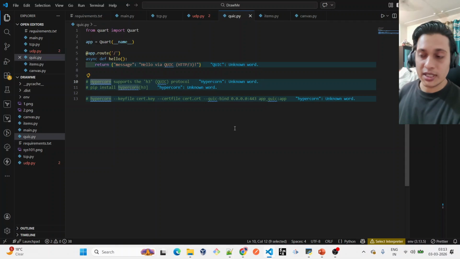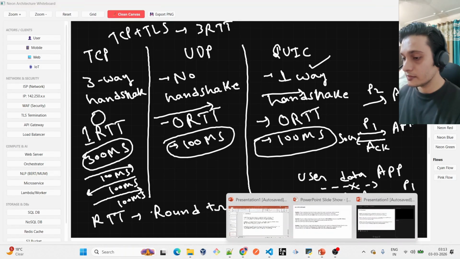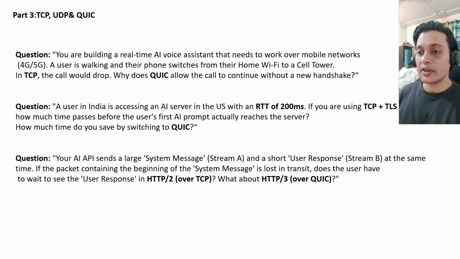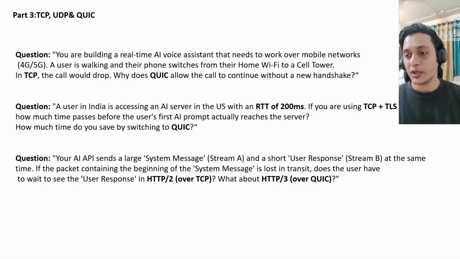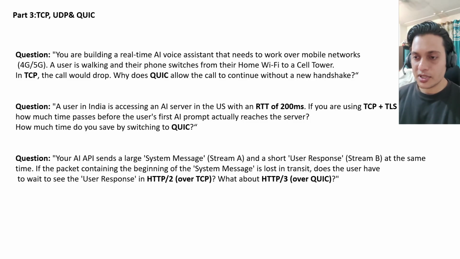Now let's come to the last part, where we are going to discuss the system design interview questions. So here are the TCP, UDP, and QUIC questions, three of them. Their answers are present in the description, but we will still go through the questions.